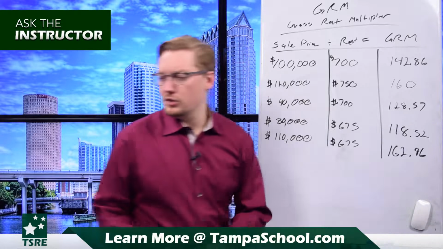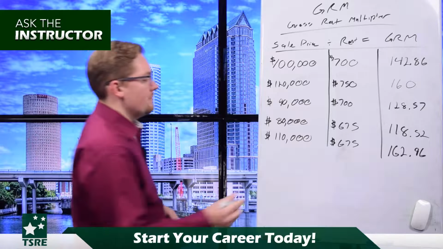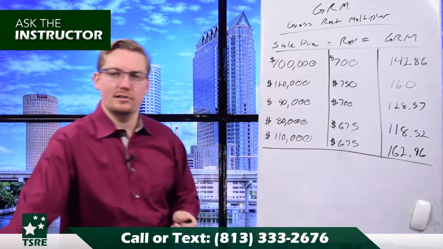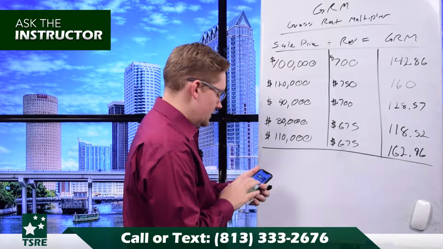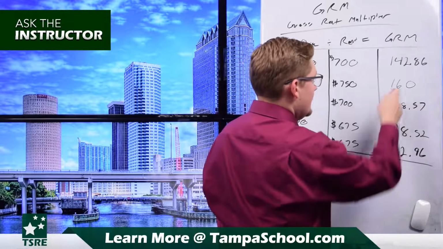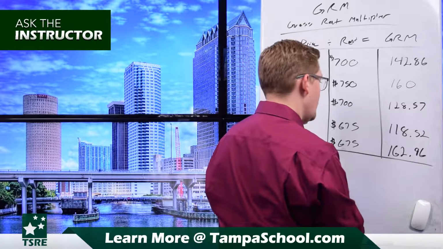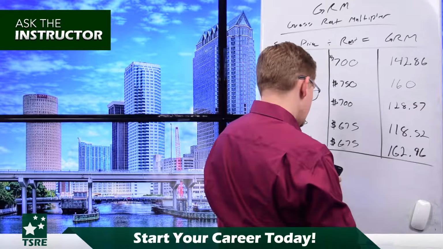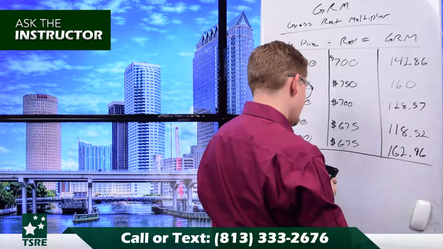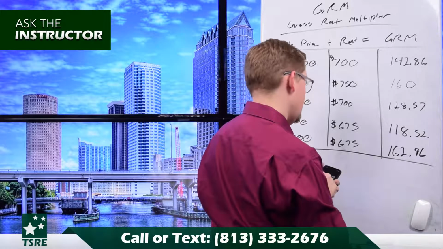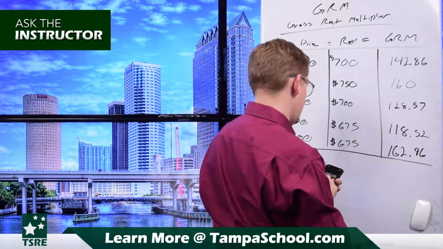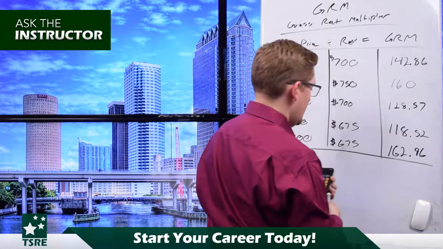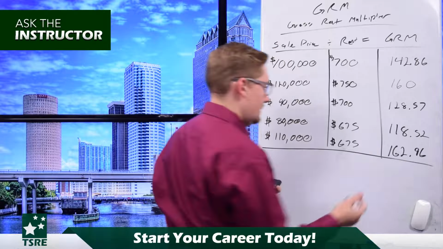Now, where you could use this in the real world is coming up with a market GRM. And in order to do that, what we've got to do first is add these all together. So we're going to add together the 142.86, the 160, the 128.57, the 118.52, and the 162.96. So we crunch all those numbers together.